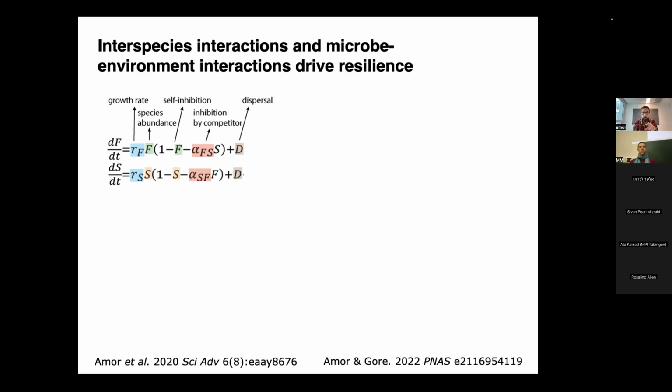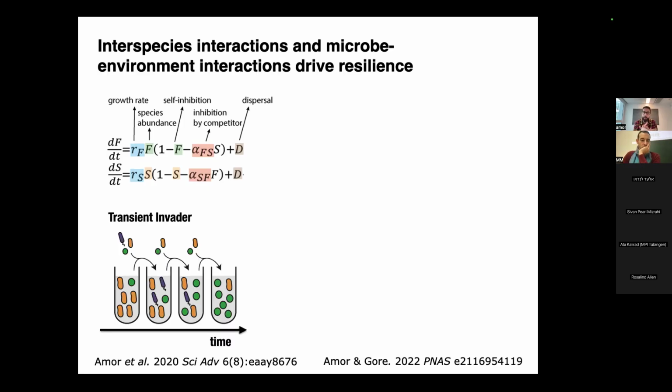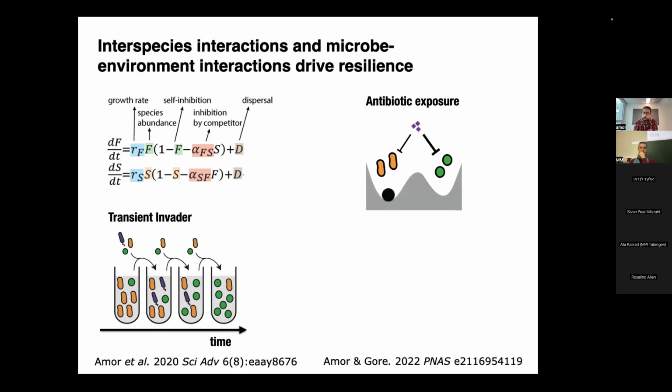So just by introducing a third species and looking for different parameter values, we could capture these potential invaders that induce a transition between alternative stable states. And we also study different perturbations, such as antibiotic exposure that has straightforward interest in the clinics.